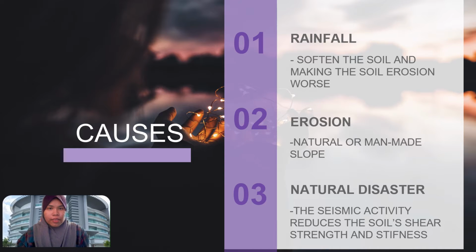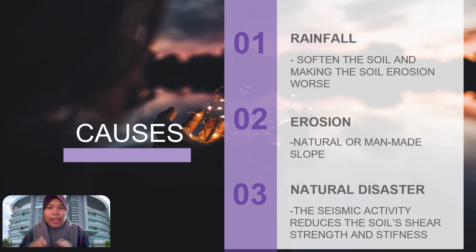I will talk about the causes of slope failure. First, rainfall. Non-stop or heavy rainfall will soften the soil and make soil erosion worse. Second, soil erosion. This can be caused by natural factors, which are rain or wind, and the other one is man-made slope. The last one is natural disaster.